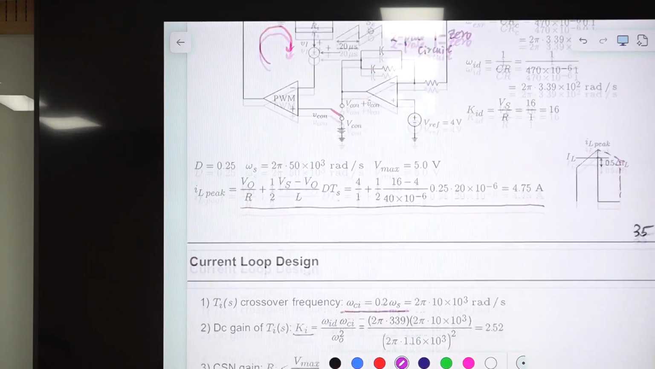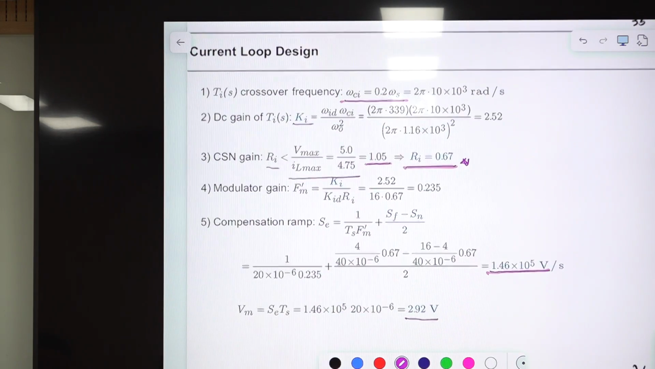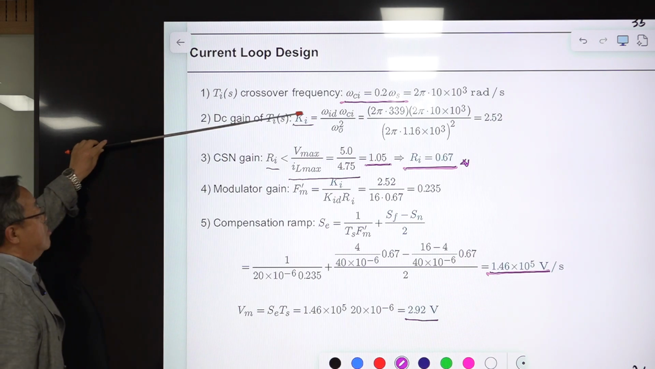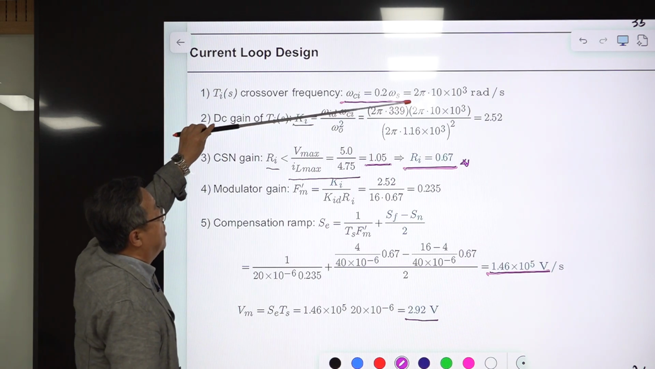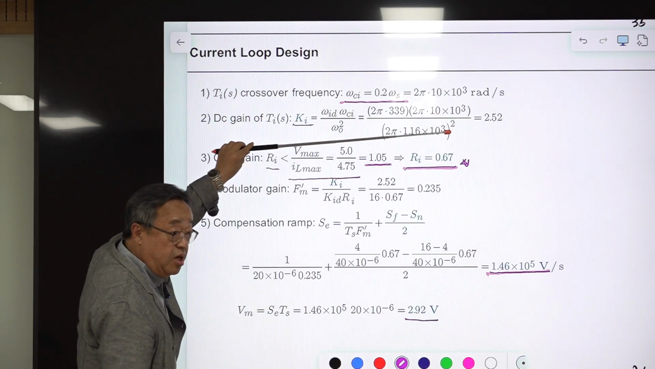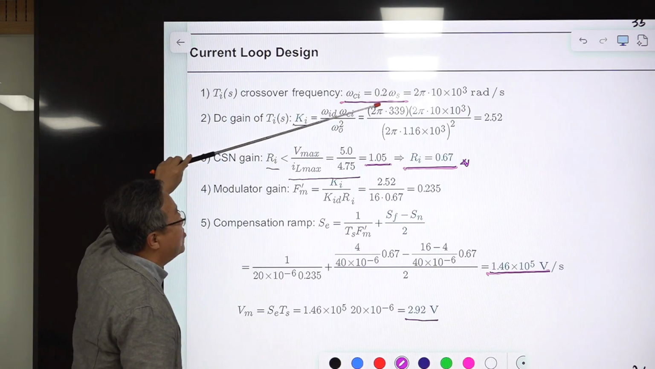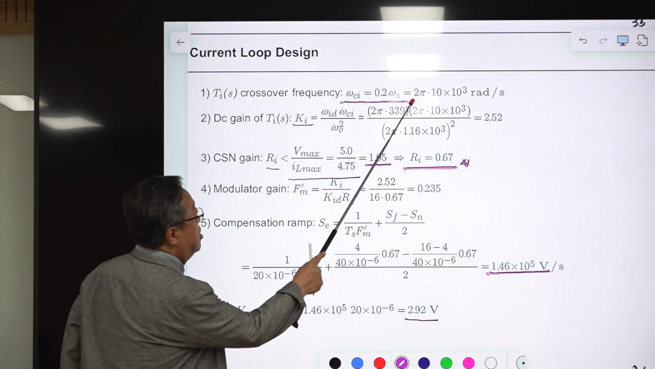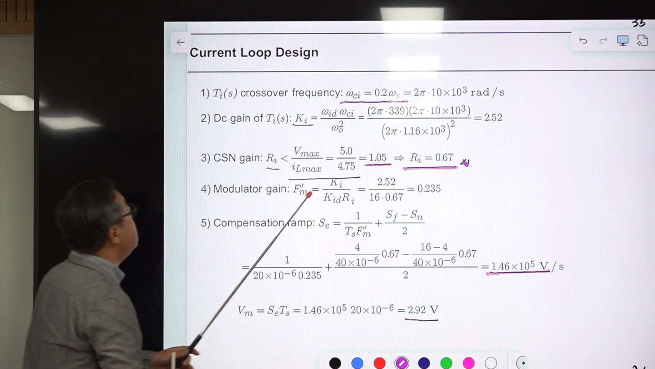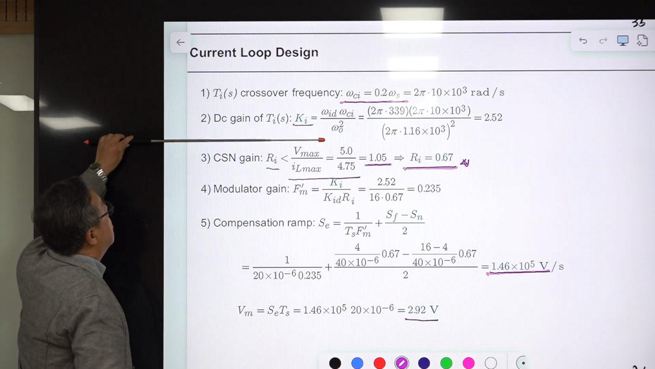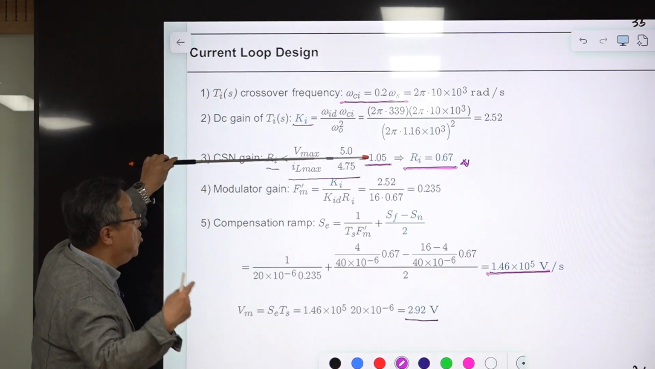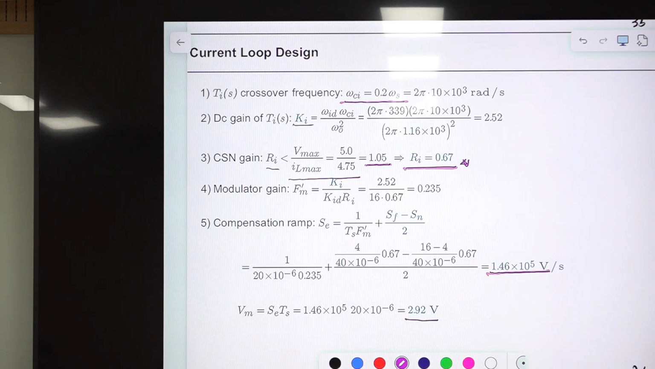With this, we determine the remaining parameters. This is the procedure of the current loop. Select the Ti crossover frequency omega CI at 20% of the switching frequency. I'll explain the reason why, and the difference between selecting 0.1, 0.3, and even 0.5. Then the DC gain of the Ti current loop, KI, is given by this based on the equation. This was equation number 2, right? So this is equation number 2.